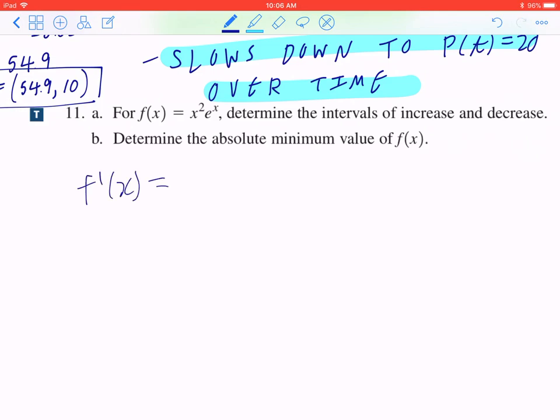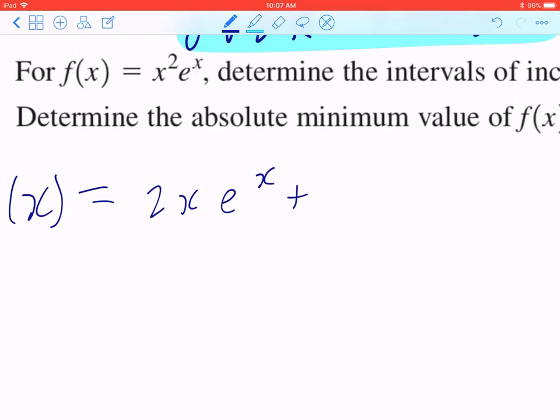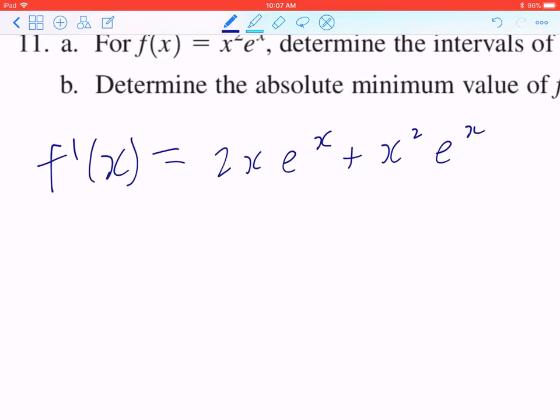So again, by inspection, f of x is going to be x squared times e to the x, which means you're going to apply the product rule. You differentiate the first, that's going to be 2x. You copy the second, plus. You copy the first, and you multiply by the derivative of the second term, and again, the derivative of e to the x is still going to be e to the x. You're now going to set this to 0. You go to solve for x.